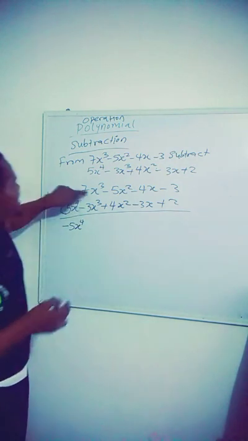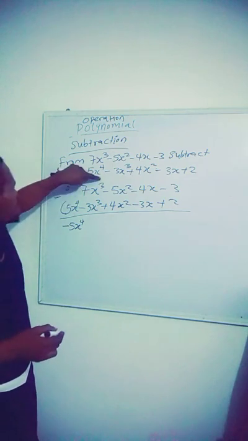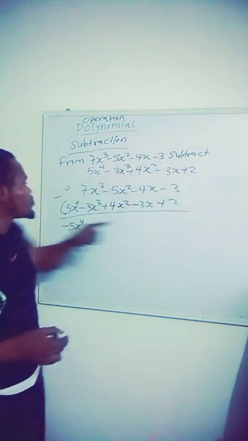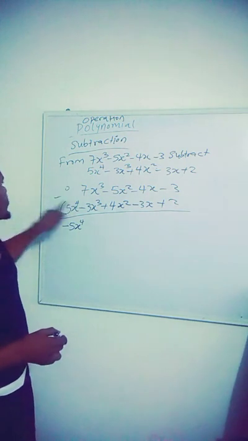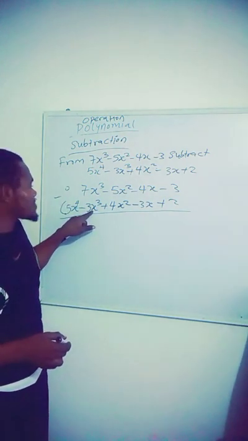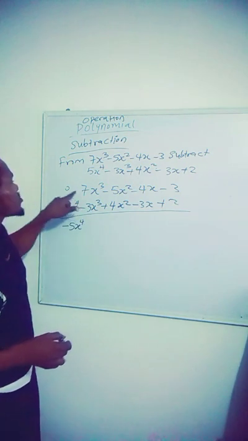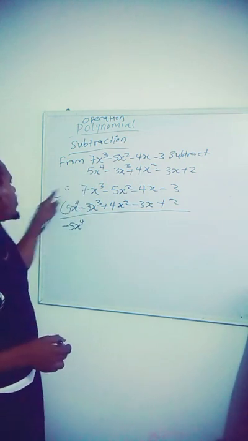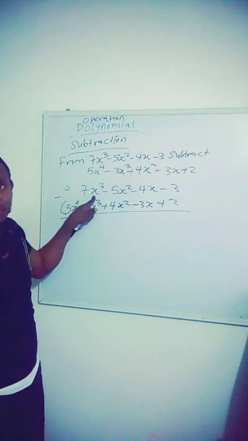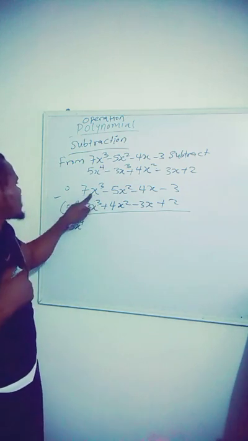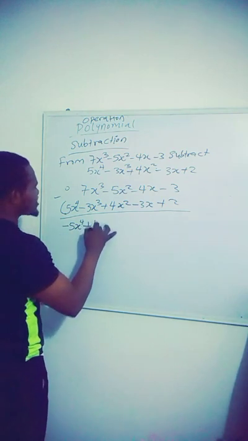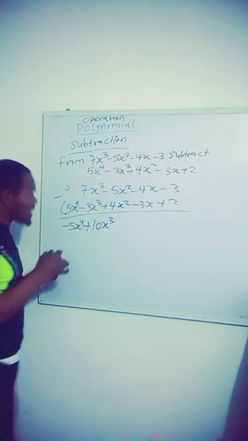Now, this is 7x cubed minus, this is the general minus you are applying all through. 7x cubed minus, the term you want to subtract is having negative. So it's going to be 7x cubed minus minus 3x cubed. That will change to plus. So it becomes 7x plus 3x, that becomes plus 10x cubed. So you are done with that.